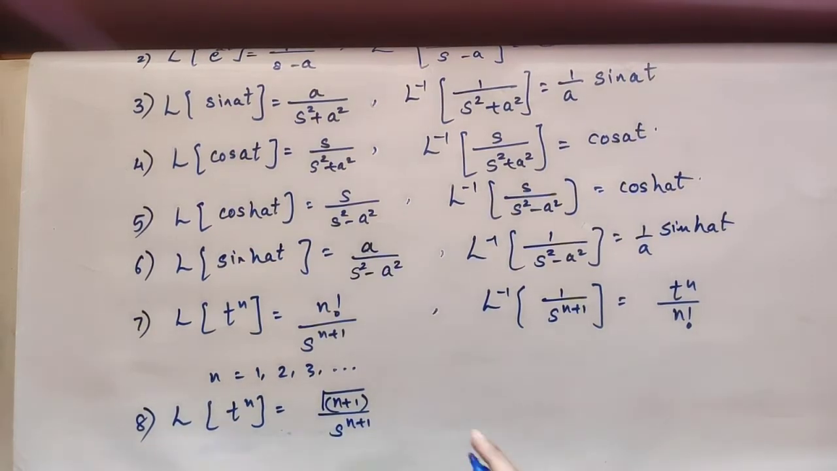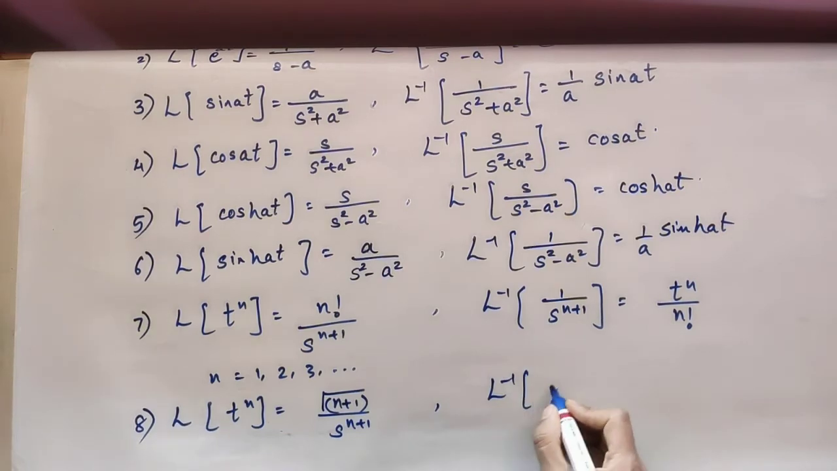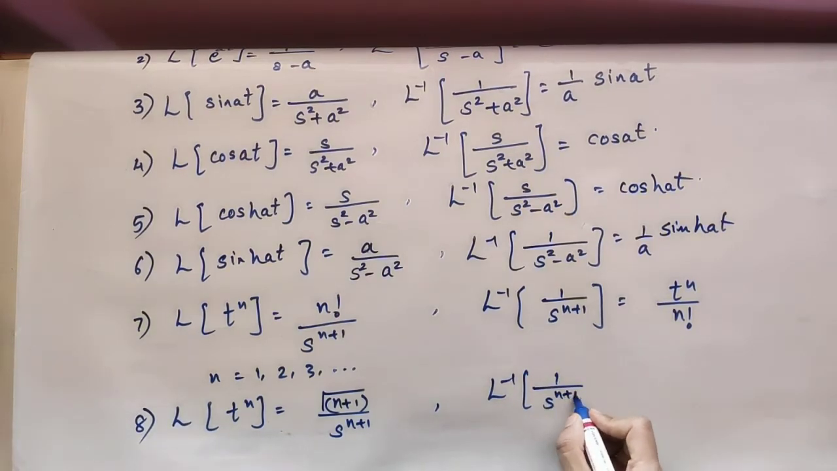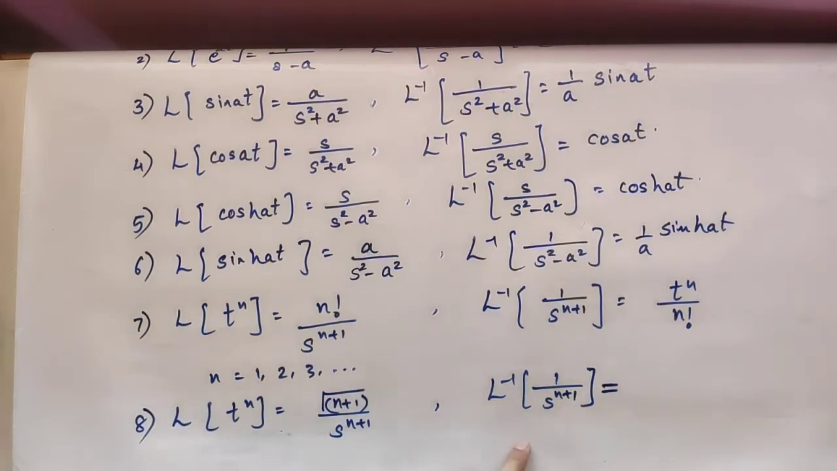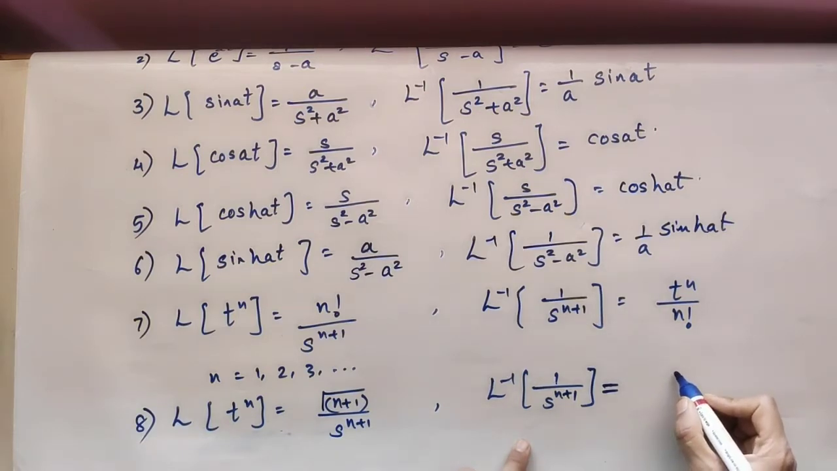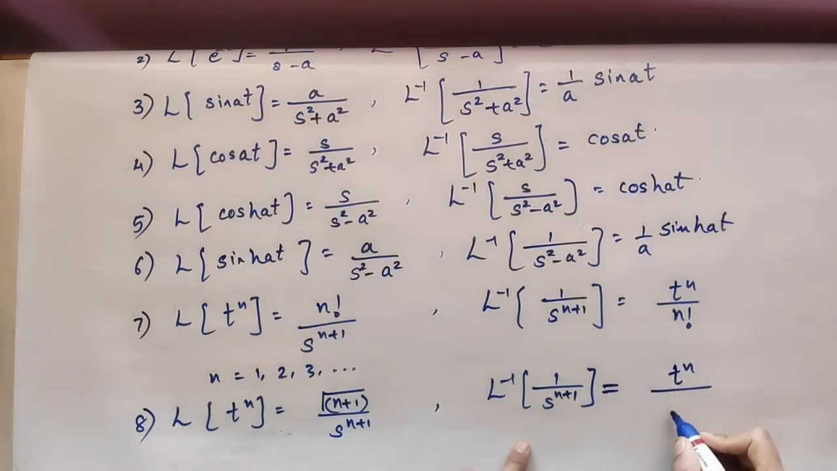You see that? So what should be the inverse Laplace transform of 1 divided by s to the power n plus 1? Here n is not a natural number, it is a real number. In that case, how will you write the inverse Laplace transform of 1 divided by s to the power n plus 1? You can easily write it as t to the power n over gamma of n plus 1, as you can see. But there is one condition over here.